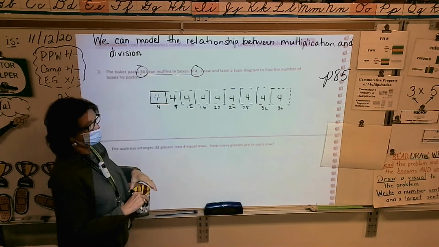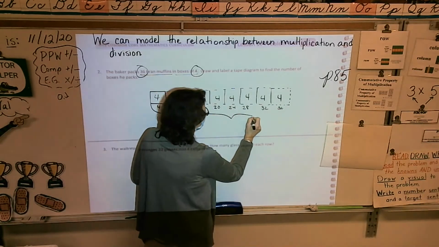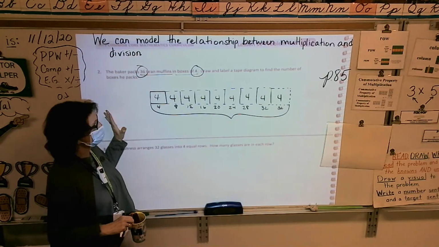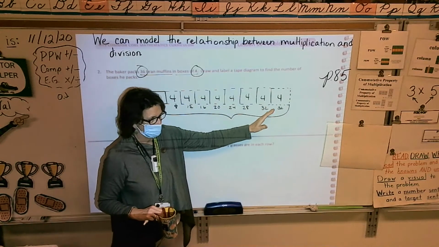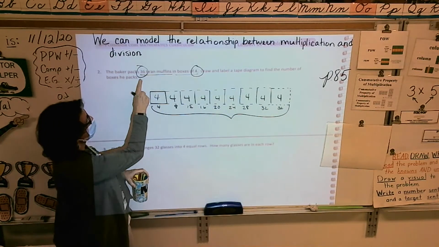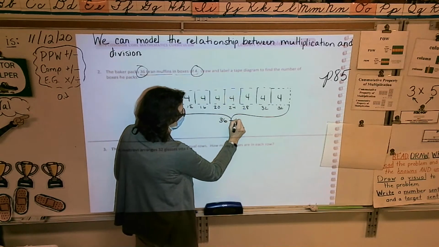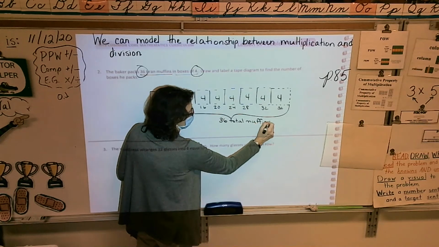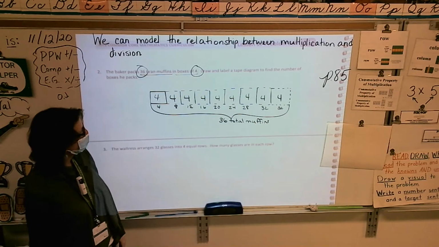So 36 is our total. Remember where the total goes? It goes underneath the bottom, and I'm going to draw a bracket underneath the bottom, because that shows me I want the total of the entire tape diagram from beginning to end. And I know my total is one of the knowns they gave me, so we're going to put 36 total muffins. I like to use the word total when I'm referring to the total, just because it helps me remember that that is the total.